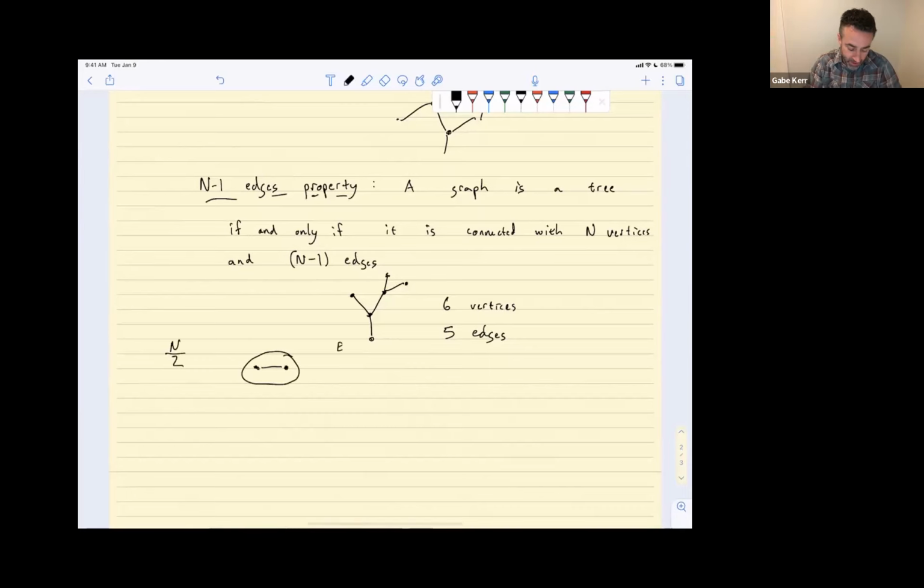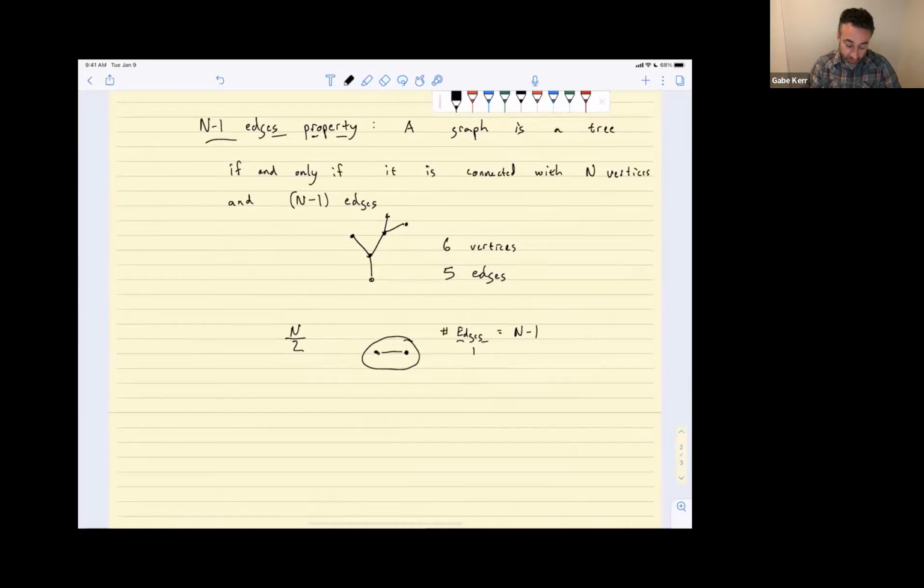So the number of edges, let me give myself a little more room here, is one here. So this formula is true when I have two vertices. Now, if I go to three vertices, I can think of all the different trees I can have with three vertices. There aren't that many. In fact, they all look the same. They look like this. Again, I have two edges.